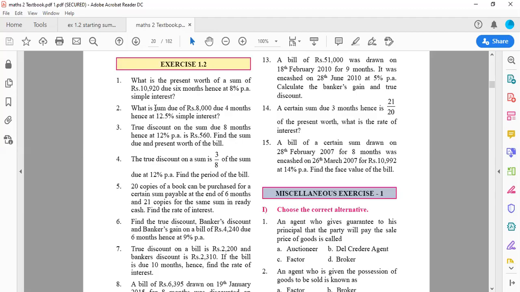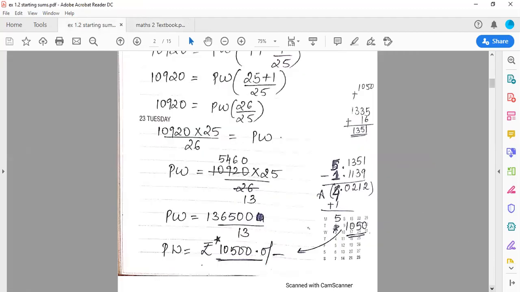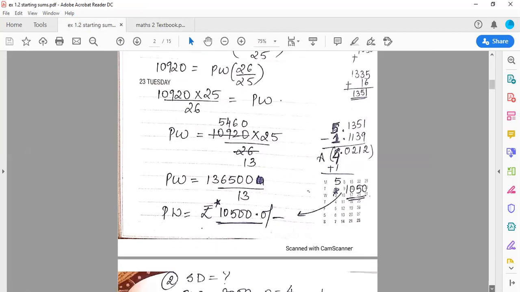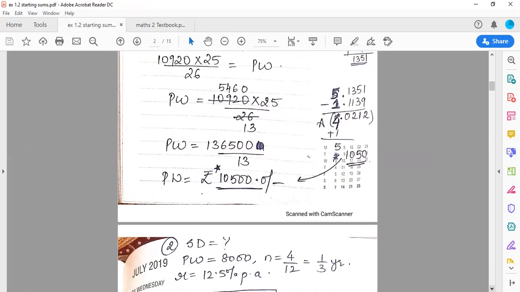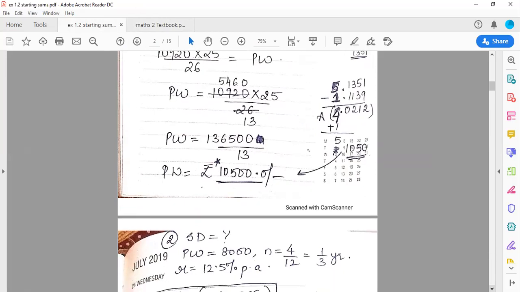So they are asking you what is the sum due. That means SD is equal to question mark. 8,000 can be the present worth. Okay. So if you all identified which formula to use, here's the solution. Those who followed, that means you all paid attention very well.